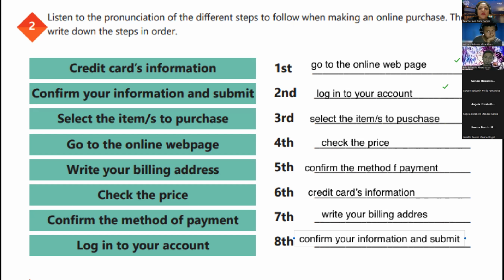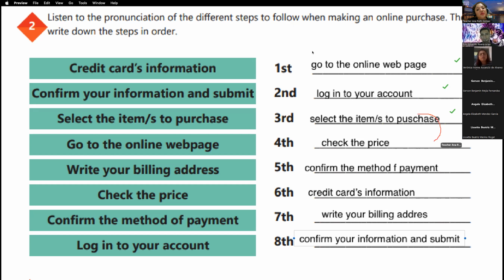Select the item to purchase. Yes. I agree. Number four, check the price. No, I believe number three, first, check the price. And number four, select the item to purchase. Okay, that's what you think. All right. No problem, Gerson. So you think this is here.